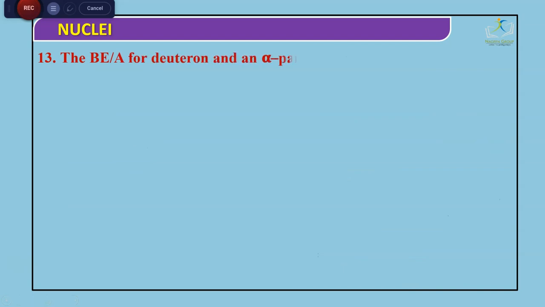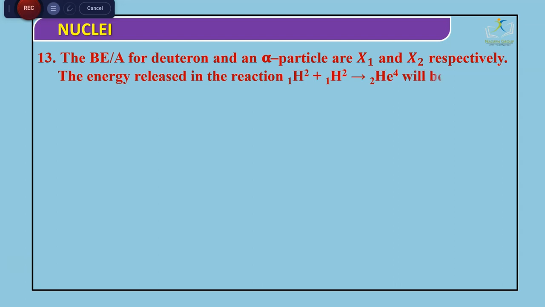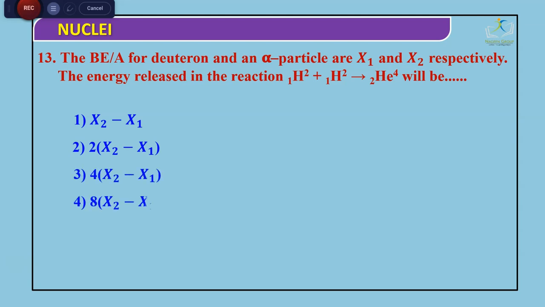Next question we have: the binding energy per nucleon for deuteron and alpha particle are x1 and x2 respectively. The energy released in the reaction 1H2 plus 1H2 gives 2He4 will be: x2 minus x1, 2 times (x2 minus x1), 4 times (x2 minus x1), and 8 times (x2 minus x1).